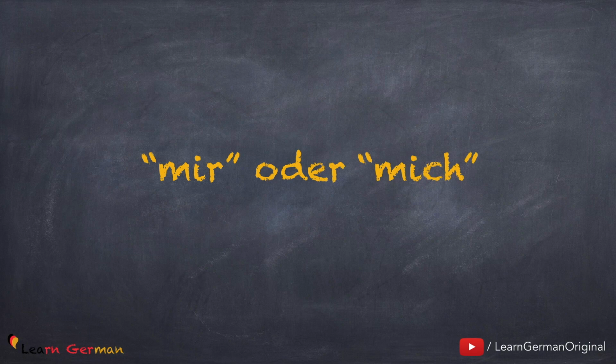Mir oder mich. Mir and mich both are personal pronouns, but mir is a dative personal pronoun and mich is an accusative personal pronoun. Let's look at a few examples.